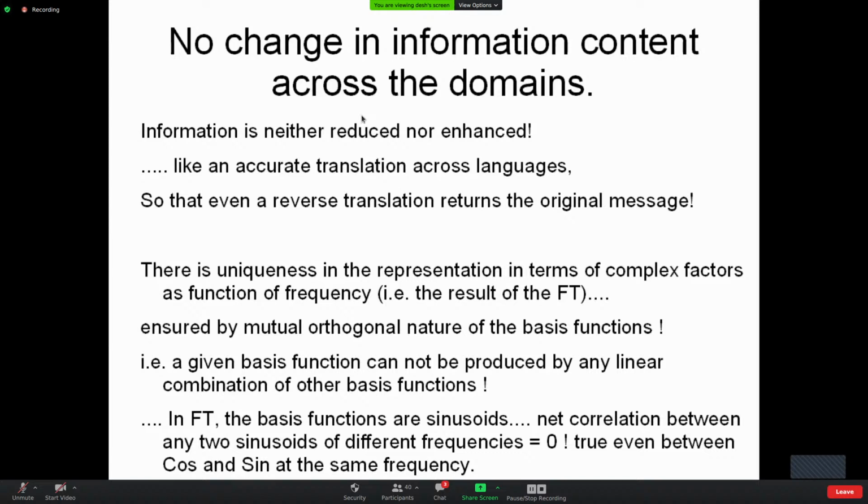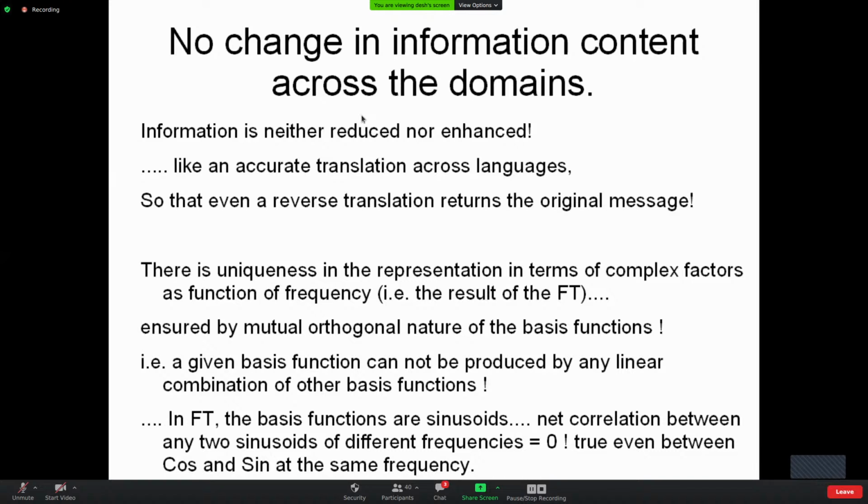So one of the important properties to remember in these transforms is their being linear. What it means is that the sum of two functions will have a Fourier transform which is the sum of their respective Fourier transforms, and things like that. Also importantly, one should note that there is no change of information content across these domains. When you go from one domain to the other, nothing is lost. It's like a perfect translation of a paragraph, and you can always translate it back and you will get the original.